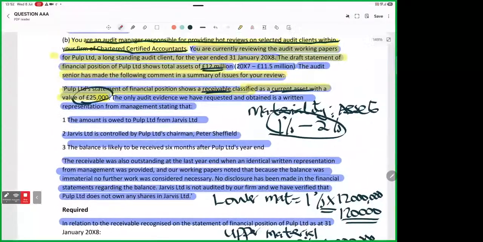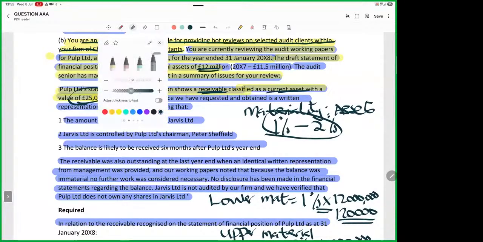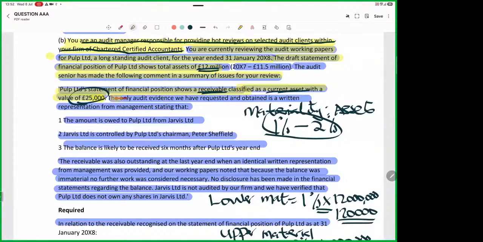Now, please listen. We are told here that the only audit evidence we have requested and obtained is a written representation from the management stating that the amount is owed to PALP Limited from Jarvis Limited. Very good. Management representation. And then number two, we are told Jarvis Limited is controlled by PALP Limited's chairman, Peter Sheffield. So our chairman is controlling who? This company which is owing us.